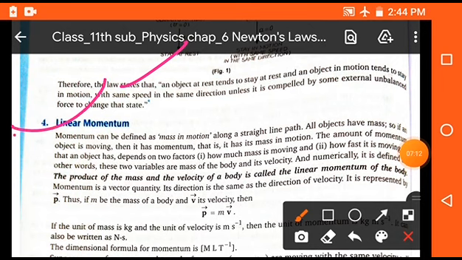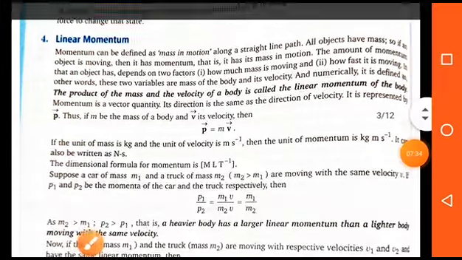Now students, linear momentum. Linear momentum is the product of the mass of a body and its velocity. It is represented by small p, and p is equal to m into v. It is a dot product of two physical quantities. That's why it is a dot product. Clear?